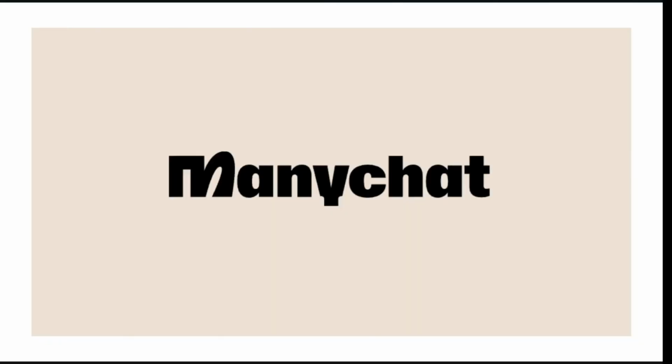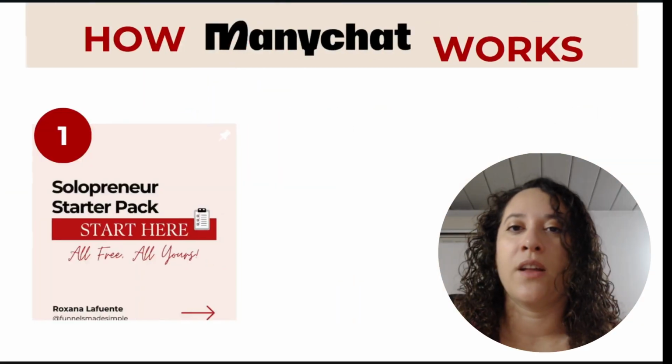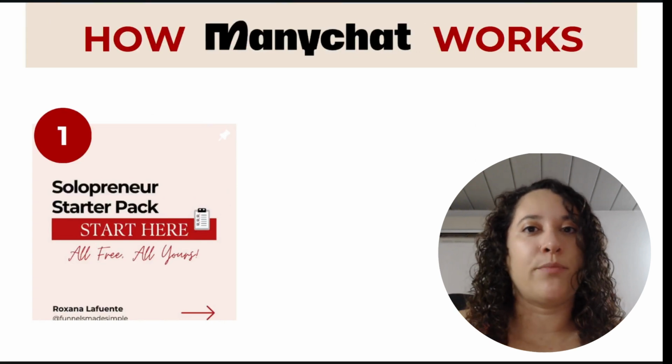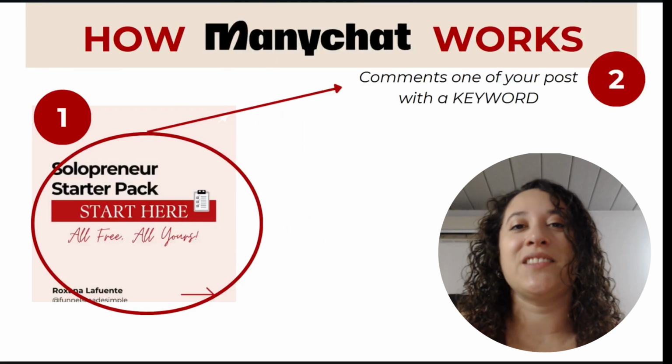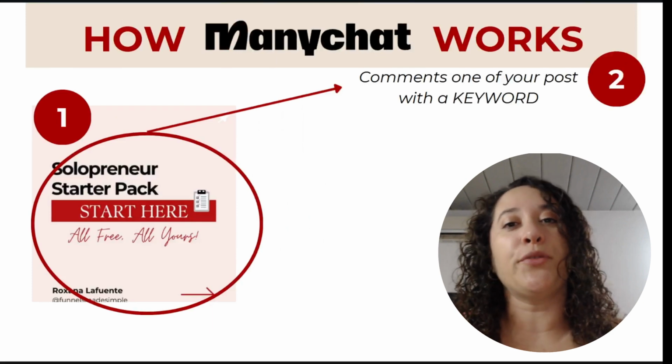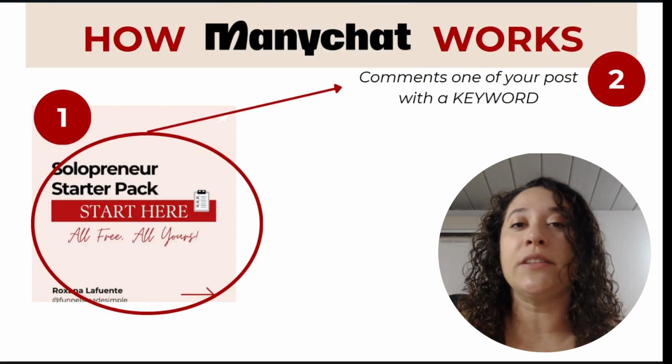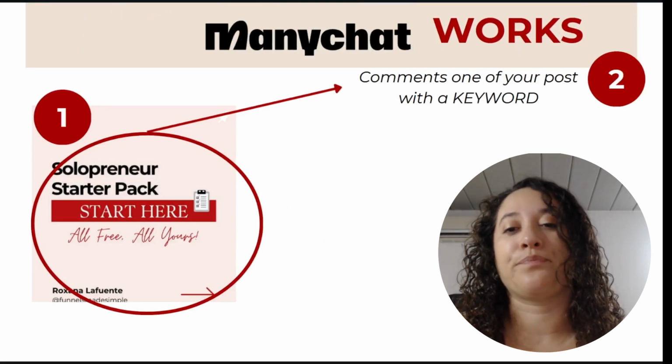And that is why we can use ManyChat to change this flow a bit. So how would it change? So we're at the same starting point as before. They see your amazing post, but instead of having a CTA of go to your profile, you will just tell them to leave a comment with a specific keyword. And we will talk more about keywords later.